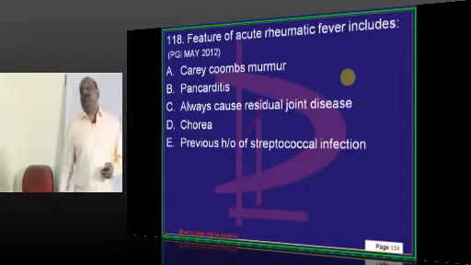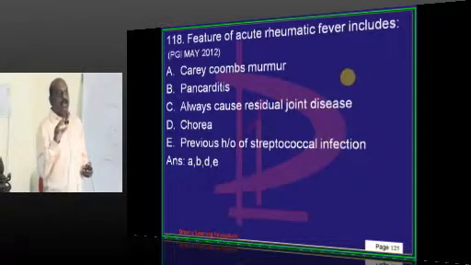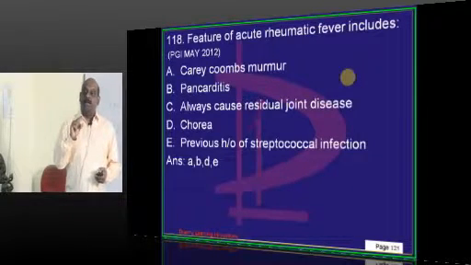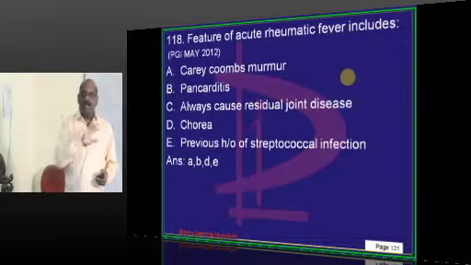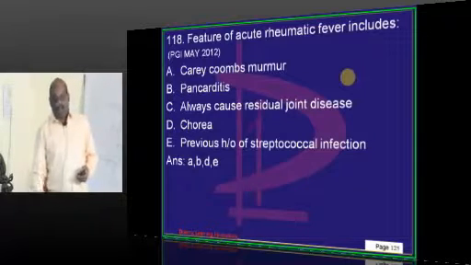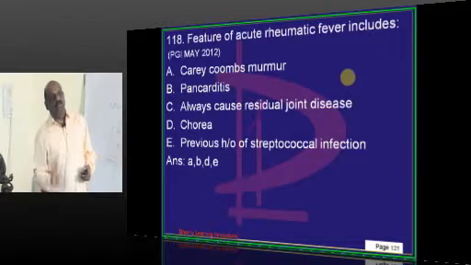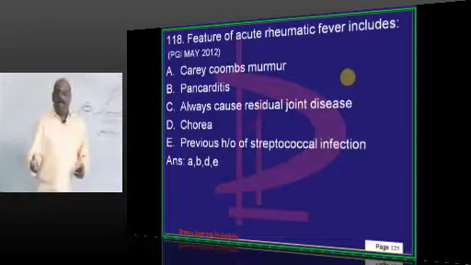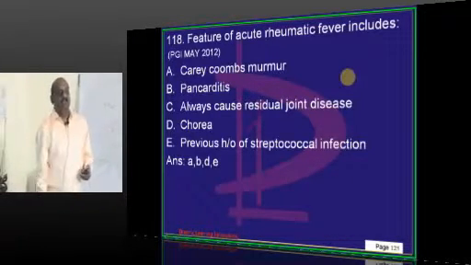Now, acute rheumatic fever, you may have Carey Coombs murmur, arthritis. Then what is the specialty of arthritis in rheumatic fever? Arthritis will be migratory in nature and it does not leave any residual joint disease. Hence rheumatic fever is said to lick the joints but bite the heart. The heart will have permanent sequelae, not the joints. Chorea. Chorea is a late sequel.